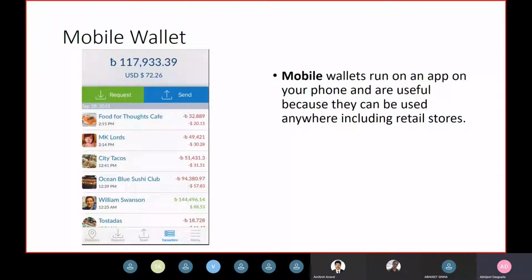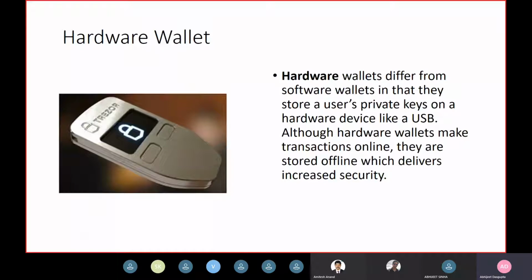The next type of wallet that we can see here is a hardware wallet. Hardware wallets are pretty much the most secure form of storing your private keys. These are similar to USB pen drives or USB devices. These differ from software wallets in that they store a user's private key on a hardware device. Although these hardware wallets make transactions only when they are online, the private keys can be stored on these devices offline also.